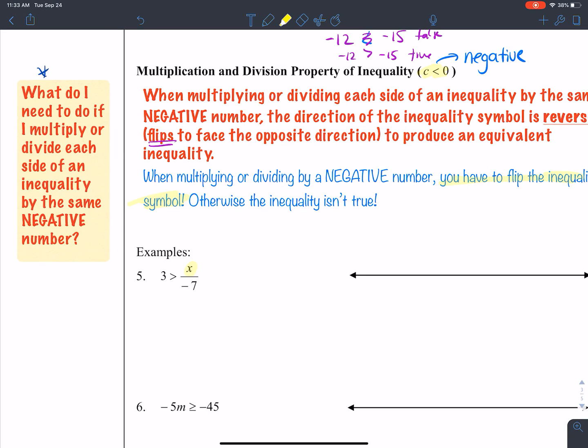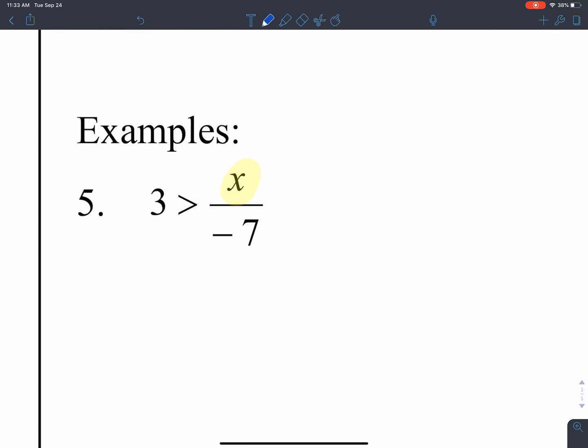Here is x, and I do not want it to be divided by negative 7. So here, to undo that, I'm going to multiply both sides by negative 7. So 3 times negative 7 is negative 21. The 7s here would cancel. But since I multiplied by a negative number, I need to flip the direction of that inequality symbol.